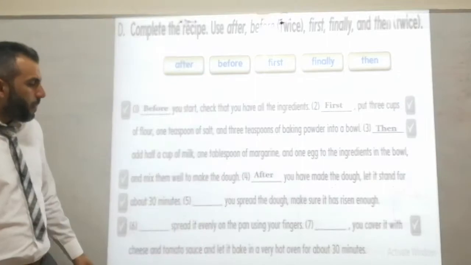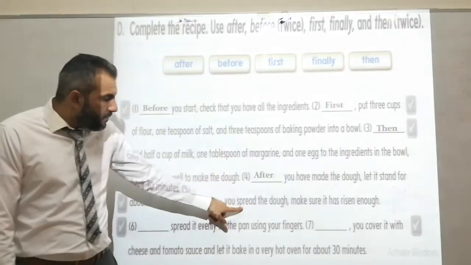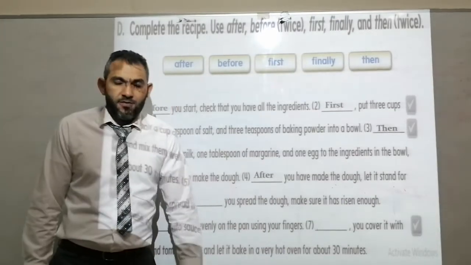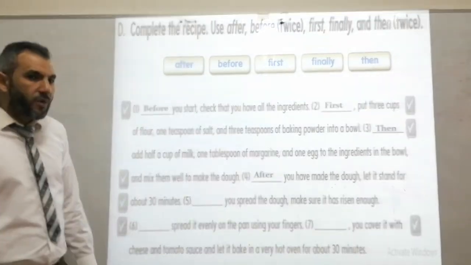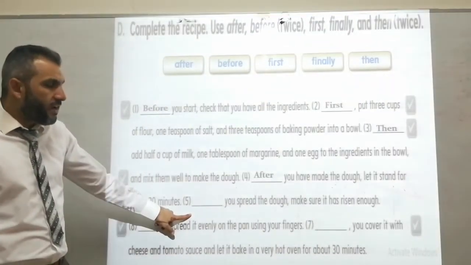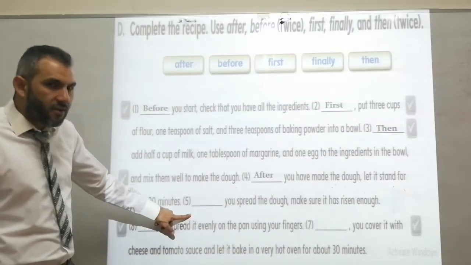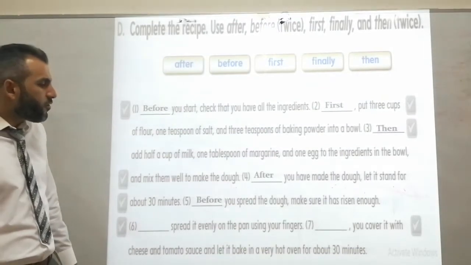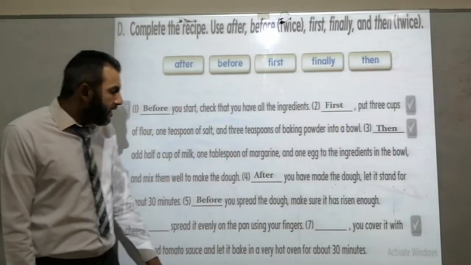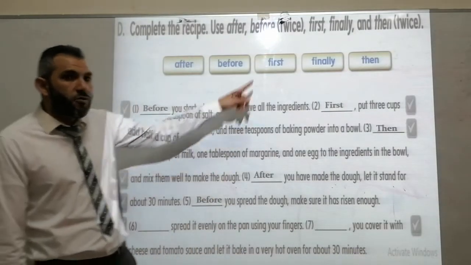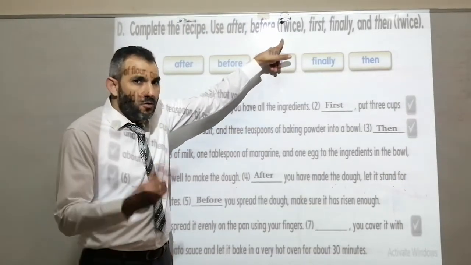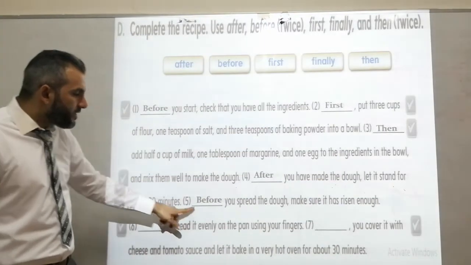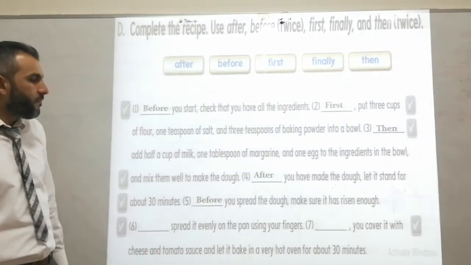Number 5. Space. You spread the dough. Make sure it has risen enough. So here we use what? Okay. After, no, excellent. We use it before you spread the dough. Okay. As I told you that we will use it before twice, 2 times. So we use before. Space number 1 and space number 5.